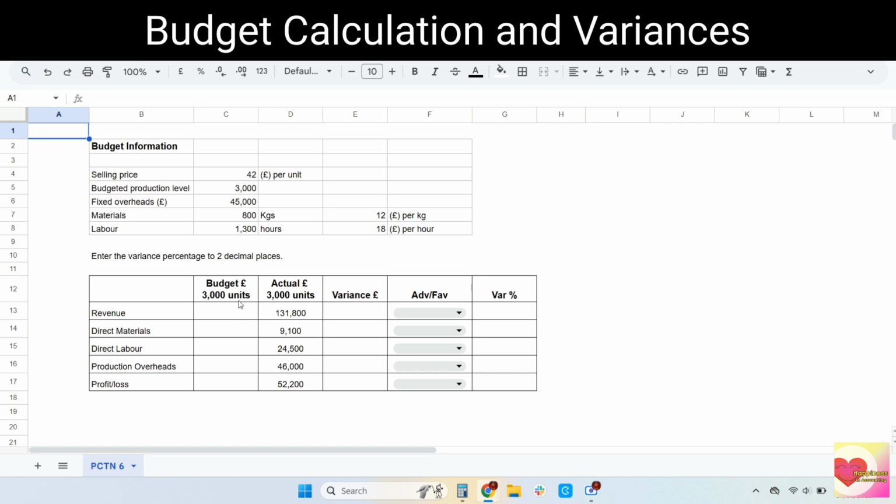We have to prepare the budget for 3,000 units and enter them in the budget column. The actual amounts are already given here. Then we have to get the variance or the difference of the actual compared to the budget. Then we have to identify whether these variances are adverse or favorable. Then lastly, we have to get the percentage of the variances.